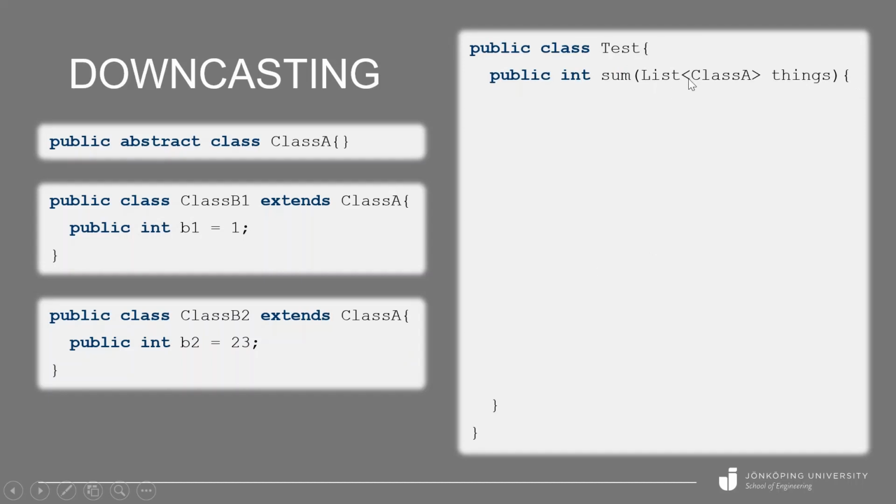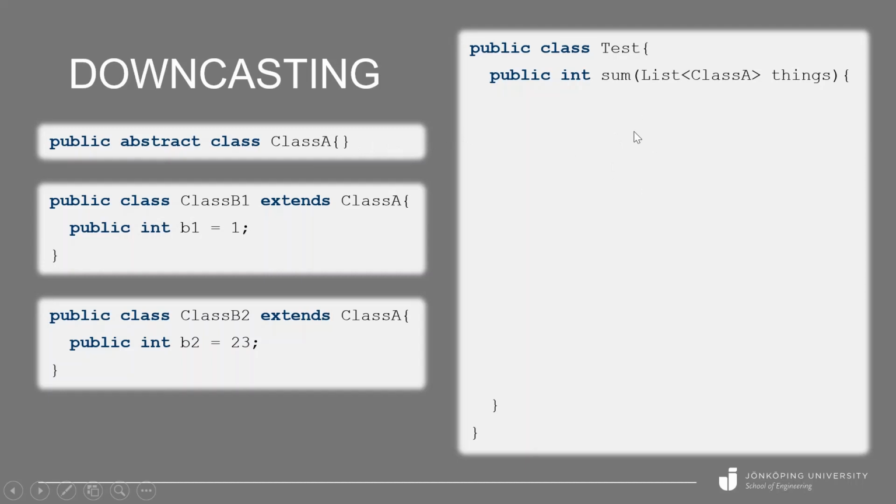we should implement this function where we receive a list that contains class A objects. Now, since the class A class here is abstract, we know that the objects inside this list will not be instances of this class directly. Instead, they must be instances of either this class or this class, because these two are the only two classes that inherit from this class.